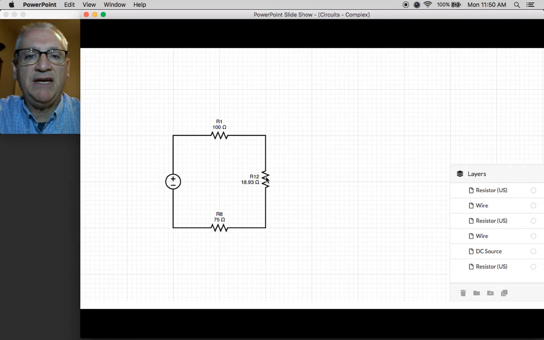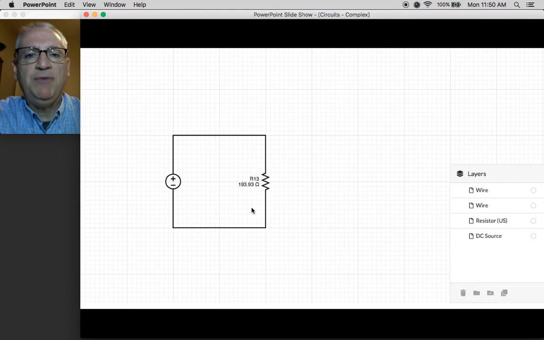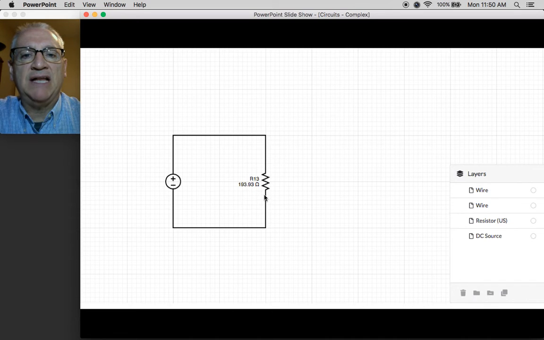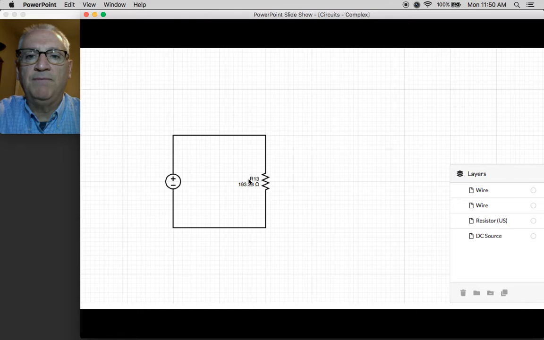Now, I have a simple circuit with three series resistors, and if I put those together, I get a final tally of 193.93 ohms, R13. From this, I can calculate the current in the system, the power consumed by the system.